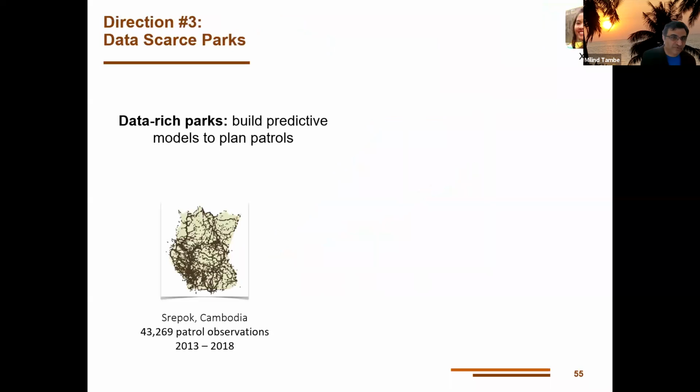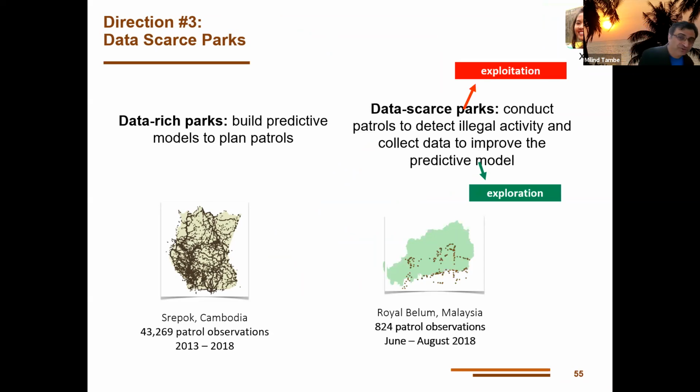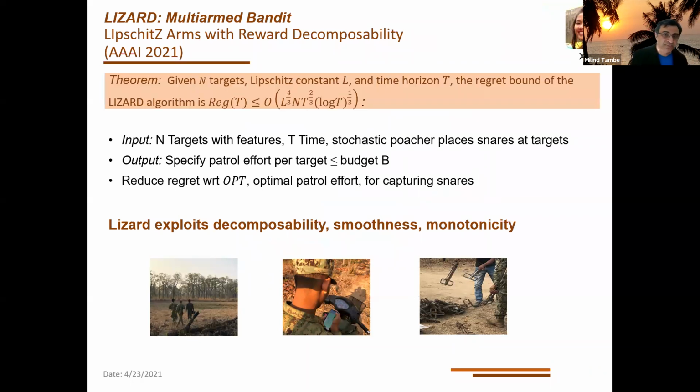I'm going to go over very quickly through the third direction, which is there are parks where there's a lot of data and there are parks where there's very little prior data. And now you have to balance exploration to collect more data and exploitation to avoid illegal activity. And our AAAI 21 paper looks at balance using this LIZARD multi-armed bandit algorithm to try to balance these two.